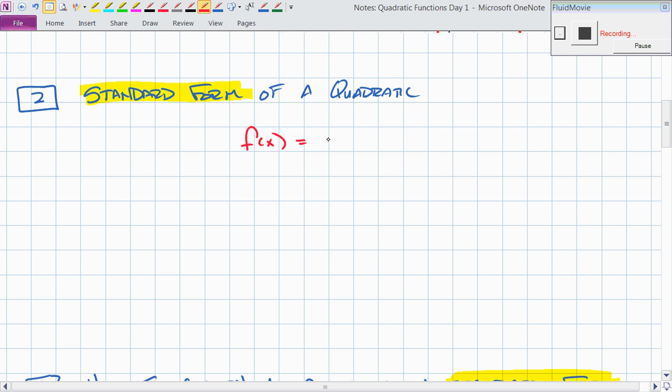f(x) = a(x − h)² + k. It's important to note here that a is not allowed to be 0, because if it was, we'd only have a constant term there. Everything in here tells us something. This tells us whether it's going to open up or down. It's going to open up if a is greater than 0, and down if a is less than 0.